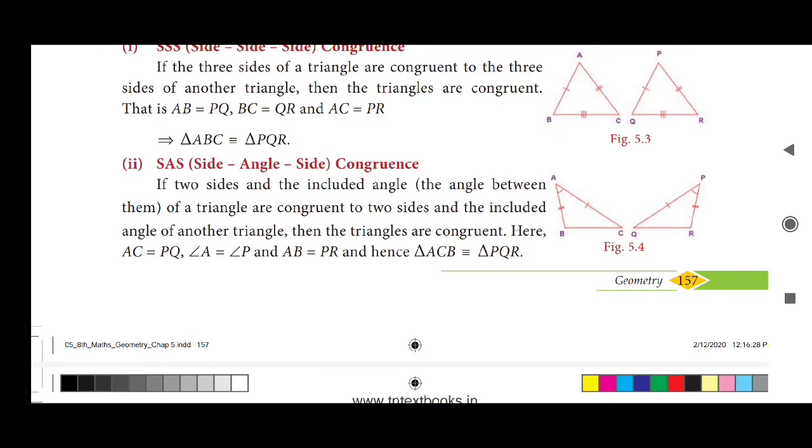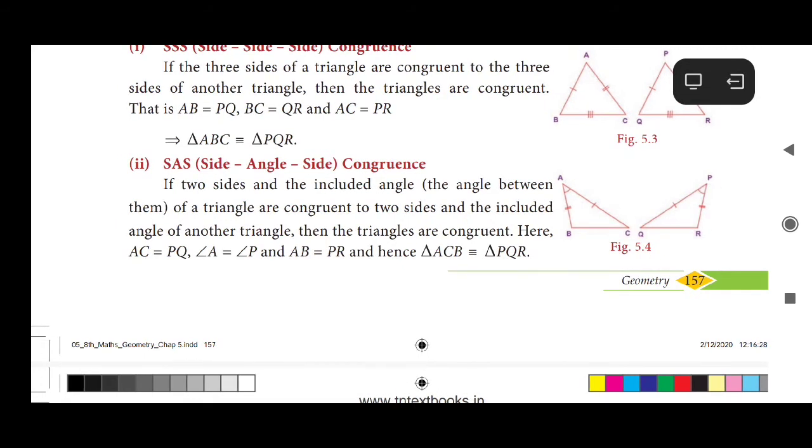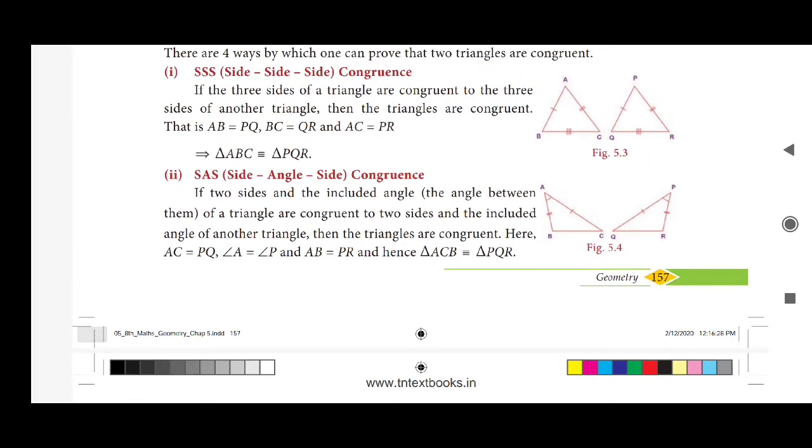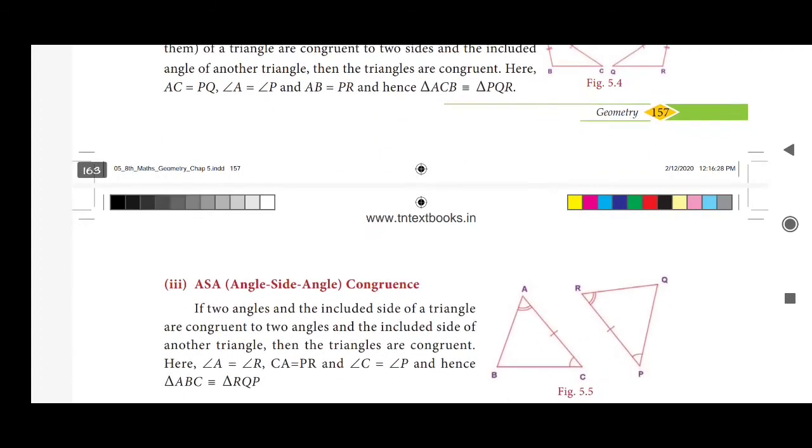For the third line they did not mention anything, so we don't know whether the third line is equal or not. For that we are using what? This angle. They have given these two lines are equal and the angle is given. If both the angles are equal, then the triangles are congruent. Understand? So that is the side angle side property.